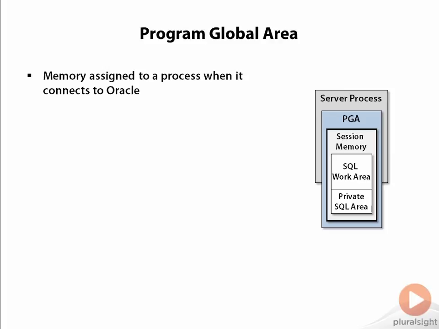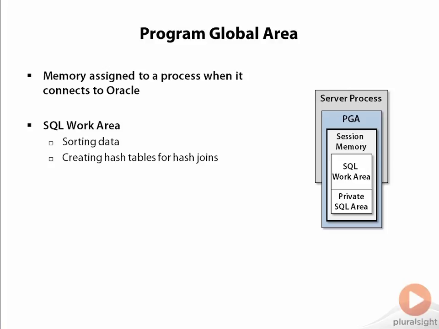What does Oracle use this memory for? There are two primary areas. The first area is the SQL work area, which, just like the name implies, is a work area for any operations that need to be performed by SQL statements executed by this session. So if a SQL statement has to perform a sort, this is the area of memory that Oracle will use to perform that sort operation. If a SQL statement has to create a hash table in order to perform a hash join operation, again, it is this block of memory associated with this individual session that will be used to perform this work.